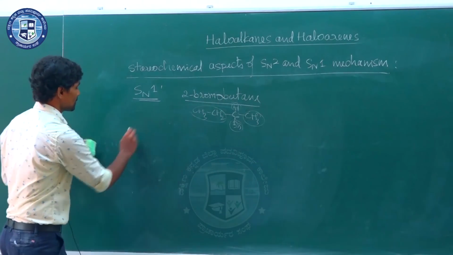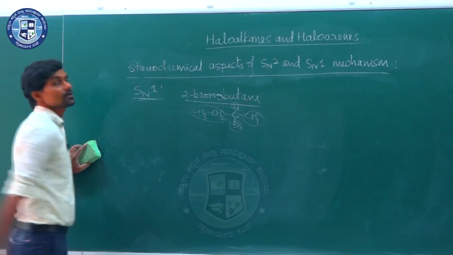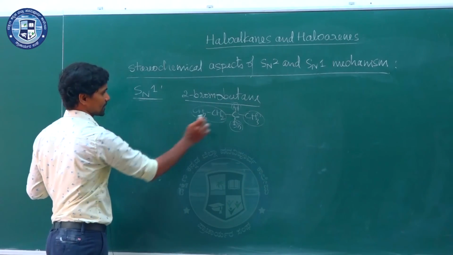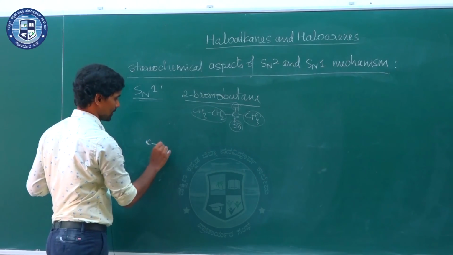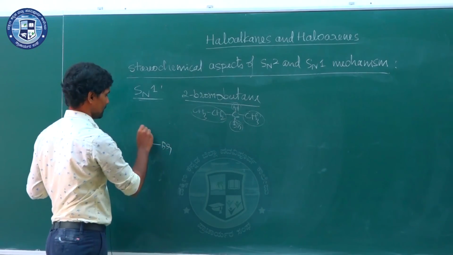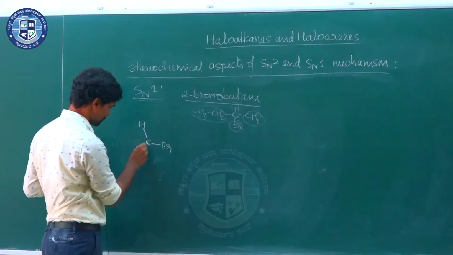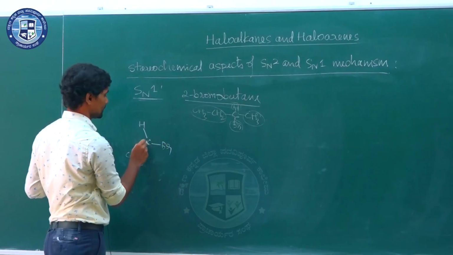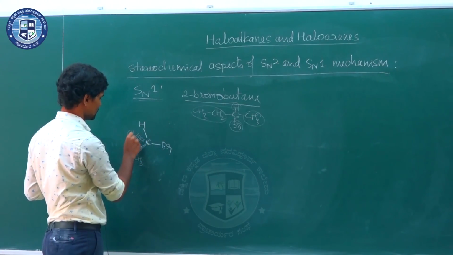And this optically active compound, when it undergoes reaction, particularly an SN1 reaction, what happens? Let us write a 3-dimensional configuration with respect to this carbon. So carbon, bromine, here H, I will write CH2 CH3, and CH3 is away from the observer.